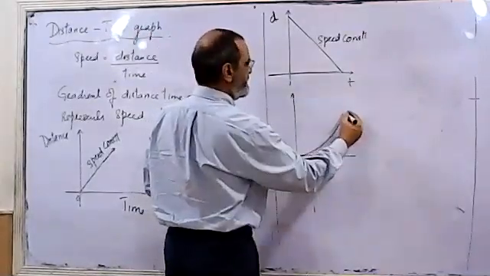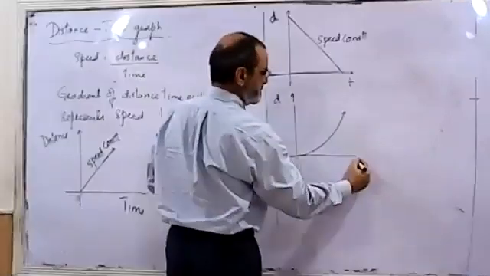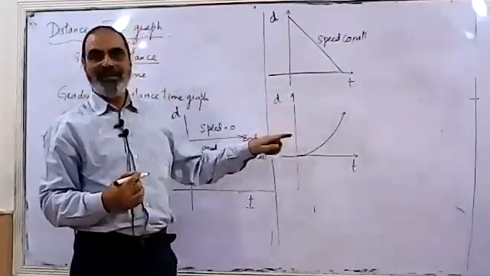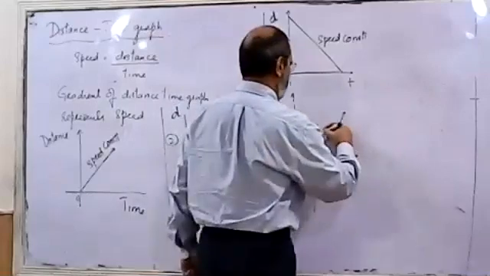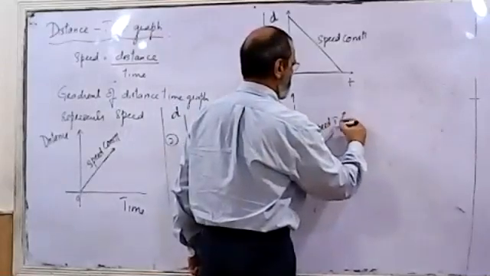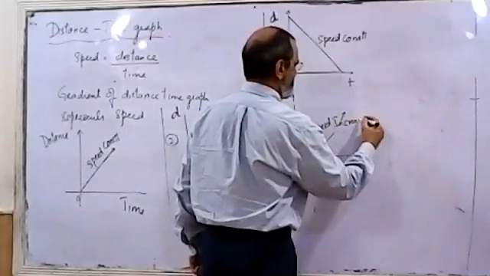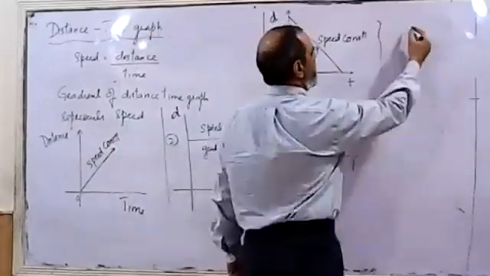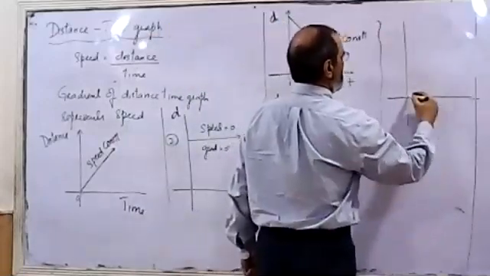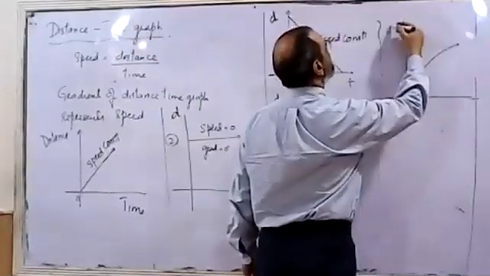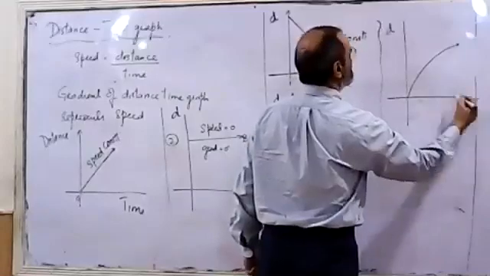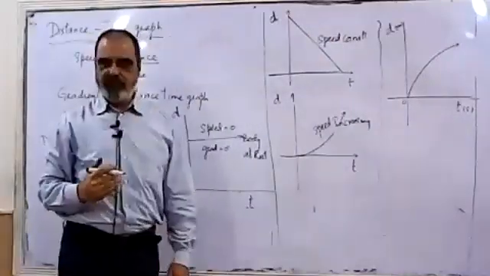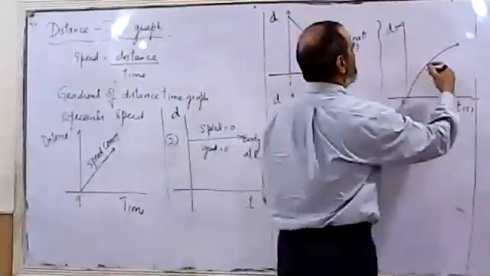If I have this curve, because it is an increasing curve, the speed is increasing. And if I use this curve, now you are familiar, it is a decreasing curve. So in this case, the speed is decreasing.